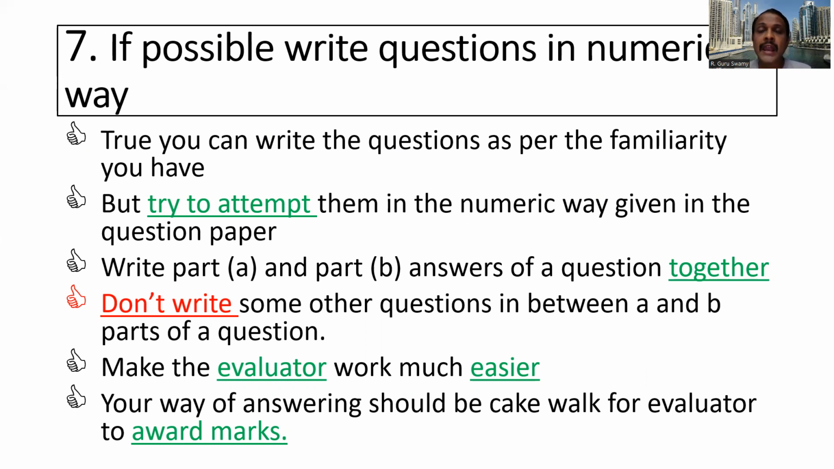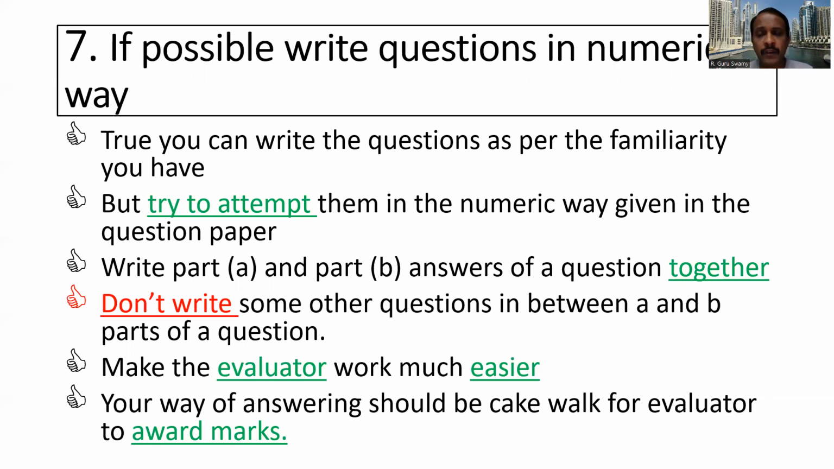Suppose I'm attempting a question like the fourth question, A bit I attempted. I don't know the fourth question B bit. So give some space and try to come and attempt it later. Don't bring the seventh question C bit in between, or later go for the fourth question B bit. You can do it as per the procedure, but do it in a very neat way. That's called technical skills. You are making the work of the evaluator much easier.